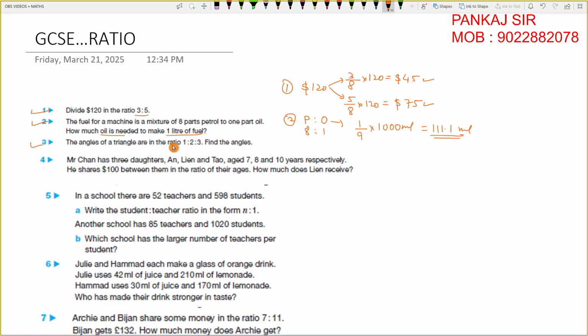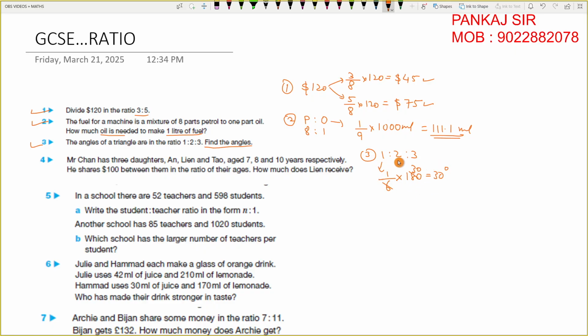The angles of a triangle are in the ratio 1:2:3. Find the angles. We are supposed to find out the angles. So the first angle will be 1 over, now the sum of 3, 2 and 1 will be 3 plus 2 is 5, 5 plus 1 is 6. So 1 over 6 times, now you know that the sum of all the angles is 180, so 180 you have to multiply. 6 3s are 18, so it will work out to 30 degrees. So the first angle is 30 degrees.